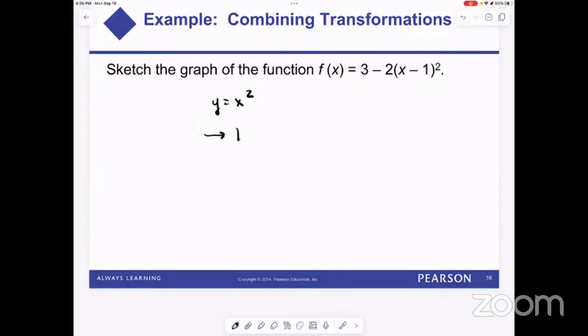Next, we multiplied the outside by 2. So that should cause a vertical stretch by a factor of 2. Next, we multiplied the outside by a -1. So that's going to cause it to flip vertically over the x-axis. So we're going to say flip over x-axis. And then we added 3 on the outside. So we want to move it up 3 units.